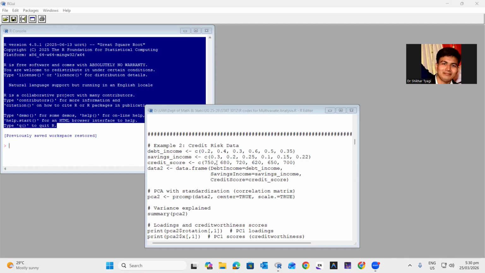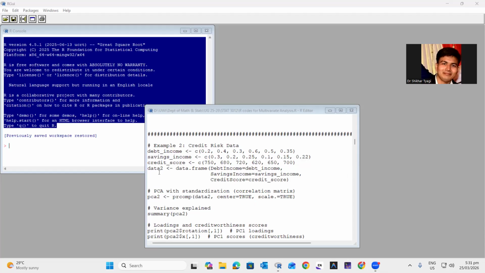Here we are going to take the data of the credit risk. And we check the principal component analysis on the correlation matrix. In this one, we have the data of debt to income, savings to income, and credit score, and we are going to save them in debt_income, savings_income, and credit_score.